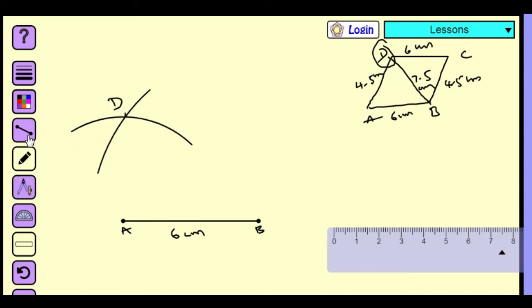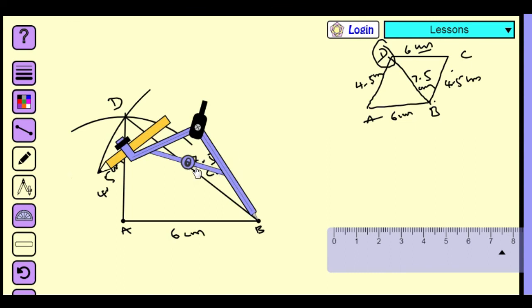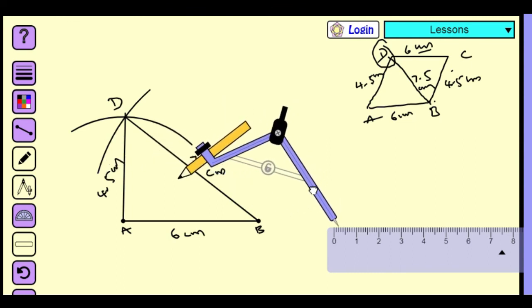Now join A to D and B to D to get the required triangle. Now label it with 4.5 centimeters and B to D 7.5 centimeters. Now we are going to locate the point C. For this, draw an arc from center B with 4.5 centimeters and from center D with radius 6 centimeters. So you should take the compass length now as 4.5 centimeters.